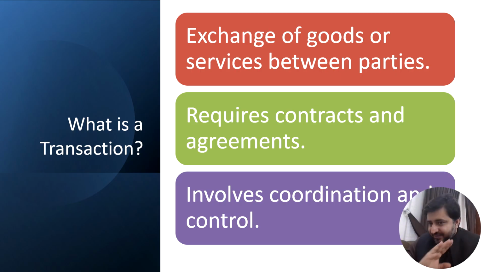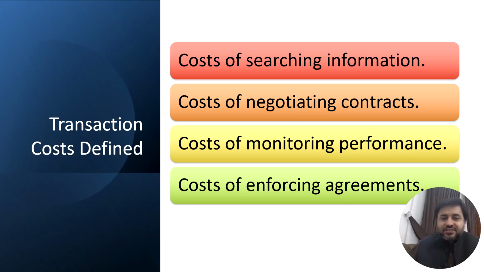On a basic level, first we need to understand what a transaction is. A transaction is basically the exchange of goods or services between parties. It requires contracts and agreements, and it involves coordination and control. So the transaction cost is the cost of searching information, negotiating the contracts, monitoring performance, and enforcing the agreements. I can give you an example of China Mobile.